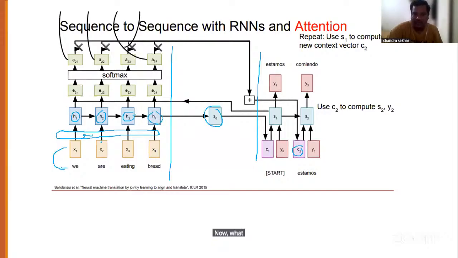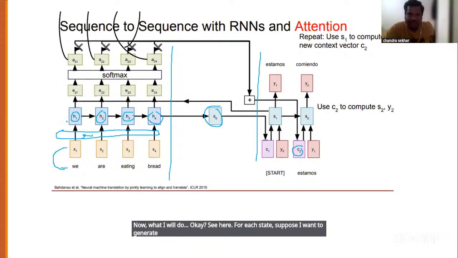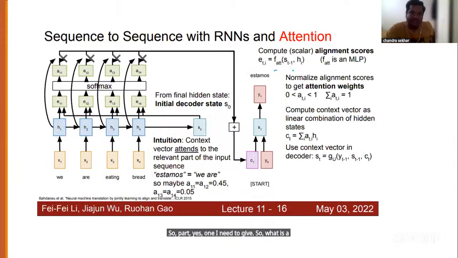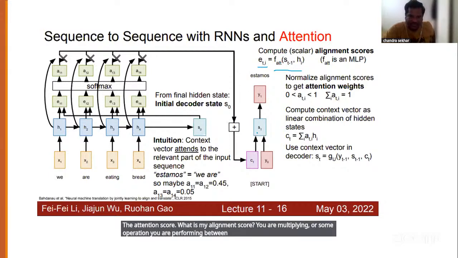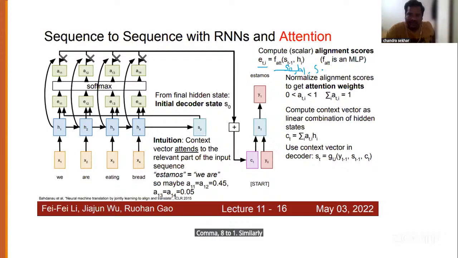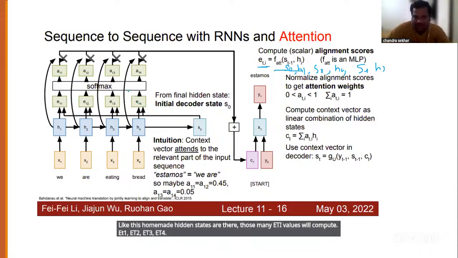Now what will I do? See here. For each state, suppose I want to generate the context vector. That means which importance I need to give to these hidden vectors. So for S1, what is the formula I have? You have to generate the alignment score, and from that, the attention score. What is my alignment score? You perform some operation between, suppose for S1, S0 comma H1. Similarly, S0 comma H2, S0 comma H3. However many hidden states there are, that many e_ti values you will compute: e_t1, e_t2, e_t3, e_t4. And on all those values you compute softmax.